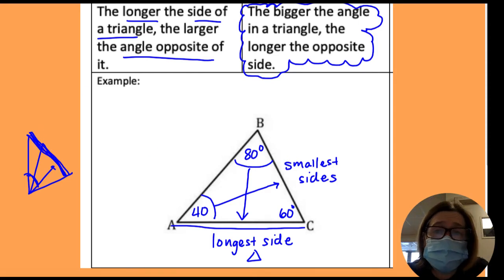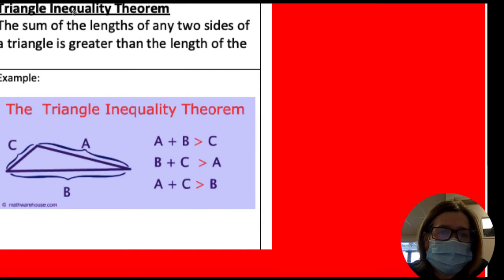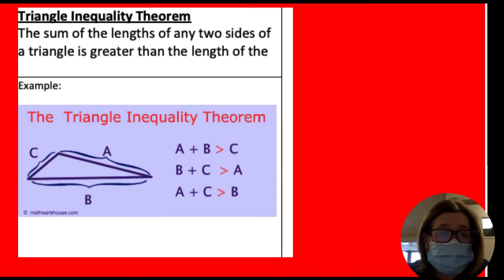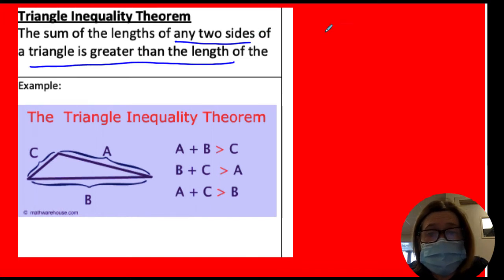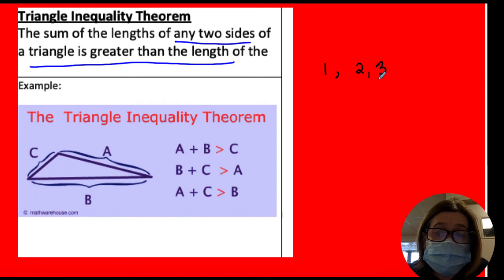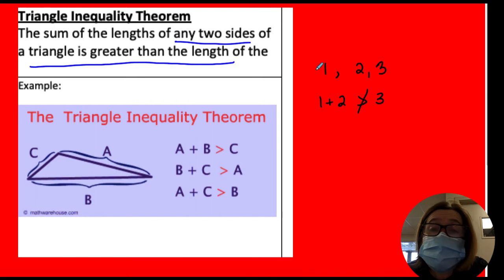All right, as a review today, we played around with and we found out about the triangle inequality theorem, which basically says that the sum of the lengths of any two sides of a triangle is greater than the length of the third side. So, for example, we were working with like 1, 2, and 3. Right? And we said that a triangle couldn't exist because 1 plus 2 is not greater than 3. So a triangle with side lengths 1, 2, and 3 could not exist. All right, let's put all this to work.